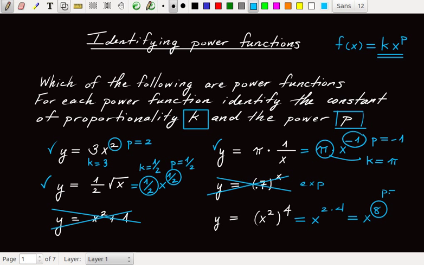So there is a power. The power p is equal to 8. What's the constant? Well, there's an implicit constant equal to 1. If you don't see a constant there, you can insert a 1 here. So k, the constant of proportionality, is 1.